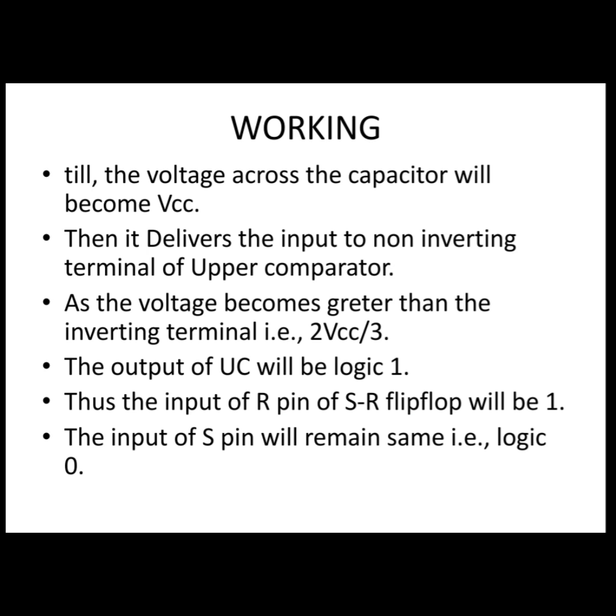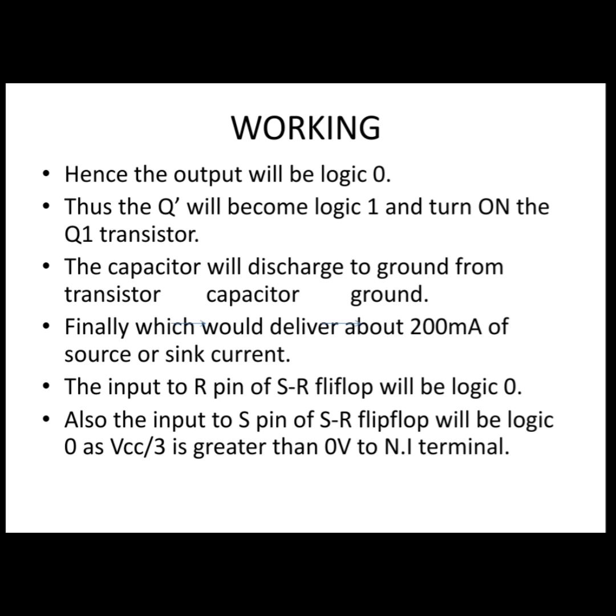Then it delivers the input to the non-inverting terminal of the upper comparator, and when the voltage becomes greater than the inverting terminal voltage, that is 2 VCC by 3, the output of the upper comparator will be logic 1. Thus the input of the reset pin of the SR flip-flop will be logic 1. The input of the S pin will remain the same, which is logic 0. Hence the output will be logic 0. The Q dash will become logic 1, which will turn on the Q1 transistor. The capacitor will discharge from the capacitor through the transistor to ground.